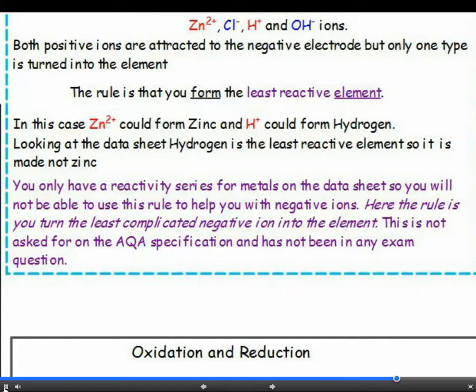You need to be able to predict and explain what is made at the negative electrode. In this case, H+ ions could be turned into hydrogen, or Zn2+ ions could be turned into zinc. The least reactive element is the one that's made. Find the two possibilities on the reactivity series on your datasheet and choose the one that is closest to the bottom. And that's often hydrogen. Only copper, silver, gold and platinum are below hydrogen on your datasheet.